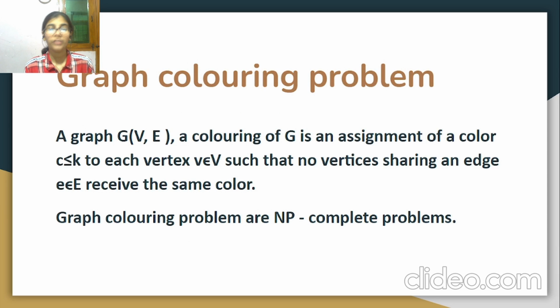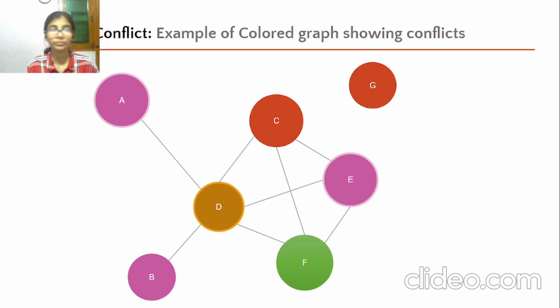The graph coloring problem statement is that we have to assign colors to the vertices such that no two vertices which are directly connected by an edge have the same color. We have to assign different colors to those vertices which are directly connected. The graph coloring problem is NP complete. This is an example of a colored graph which has some conflicts among them. The chromatic number of this graph is 4 because we have used 4 different colors to color this graph.